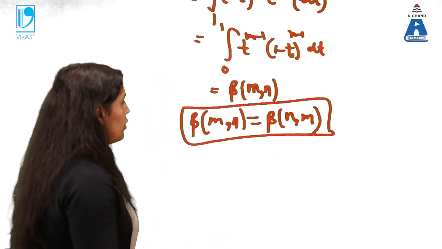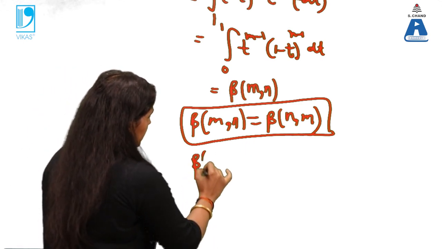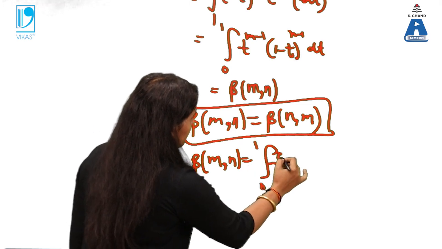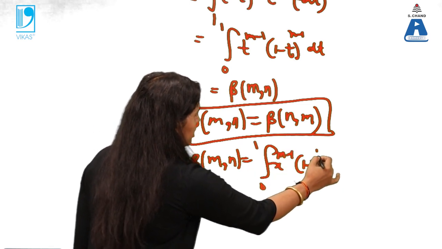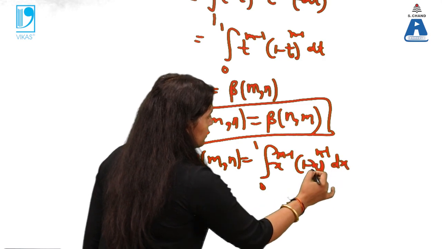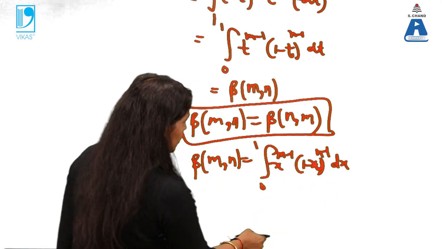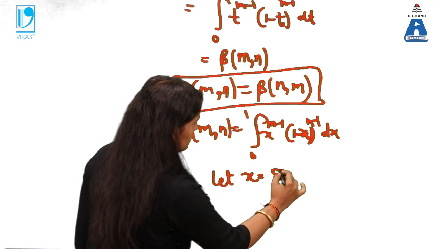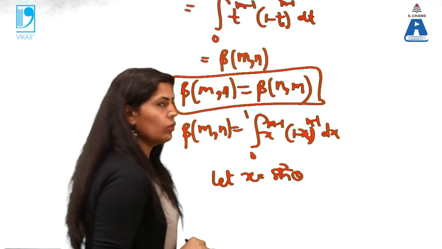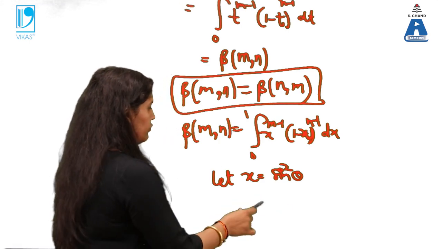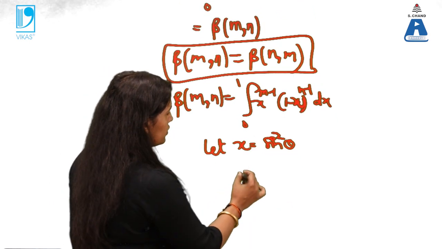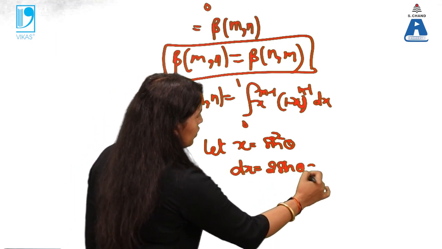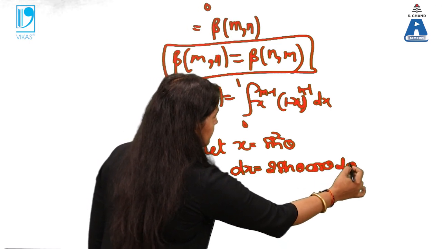There is another useful form of this beta function. This is the form we have just seen, and what I'll do is let x equal sine square theta. A very important result we'll get from this. x is sine square theta. So dx will be what? 2 sine theta cos theta d theta.